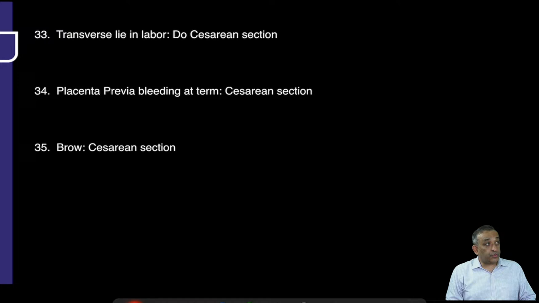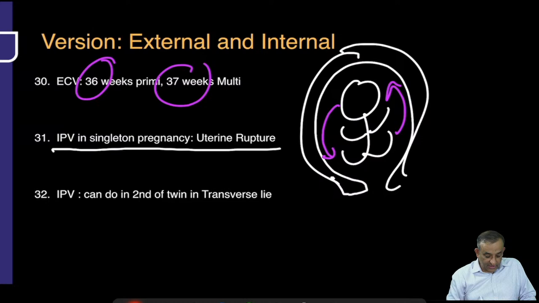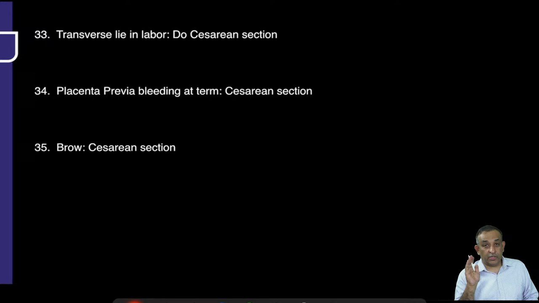Do a cesarean section. When a baby is in transverse lie and she has come in labor, do not think of external cephalic version or internal podalic version, nothing. Internal podalic version, just now I told you, is for the second of twin in transverse lie. Now, transverse lie in labor, do a cesarean section.